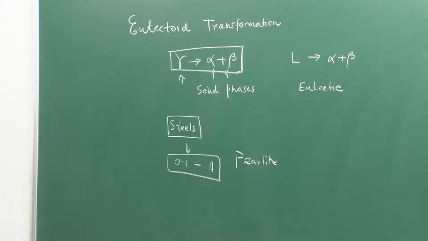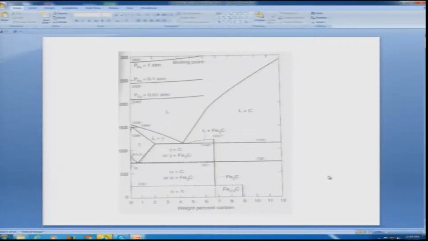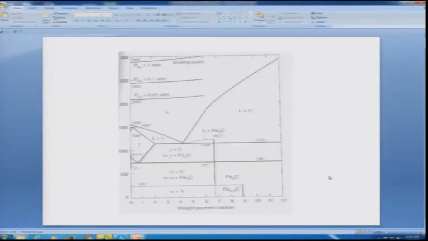Now as I told you, one of the important corollaries of the eutectoid reaction is the microstructure of the steel. So we will start with the iron carbon phase diagram. You know, steels are basically iron carbon alloys, and predominantly contain iron with a little bit of carbon. It can be as low as 0.1 or even less than that, or as high as about 1% carbon. So this is the iron carbon phase diagram shown in this figure.